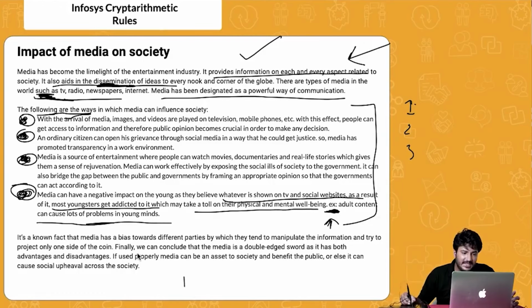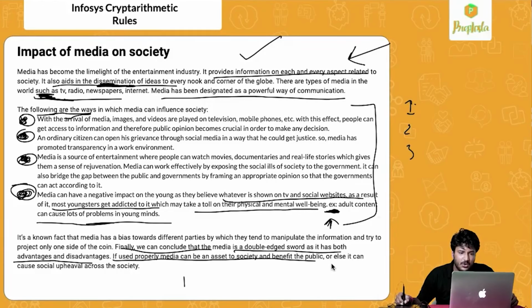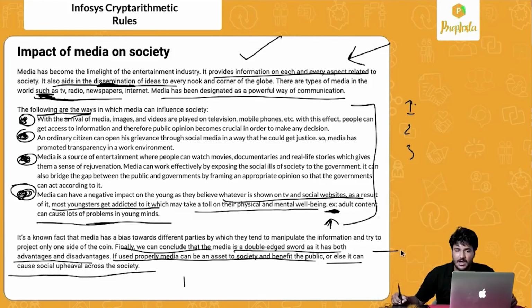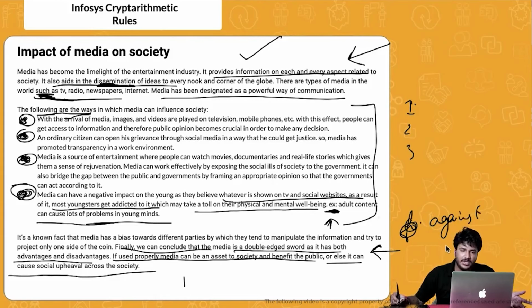And then finally we can conclude that the media is a double-edged sword. It has both advantages and disadvantages. However, I would have used however here. If used properly, the media can be an asset to society, or else it can cause a social upheaval across the society. Now, this is correct, but the AI will understand, okay, you were for or against the topic, but later on you started doubting yourself and then you mentioned some points for it as well.